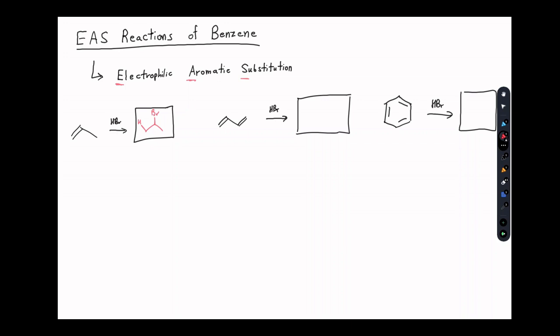Now, when we did this with a diene at room temperature, we still saw an addition, but it was a little more complicated. We generated this thermodynamic product, but we still added the bromine and hydrogen. The HBr still added to the molecule.